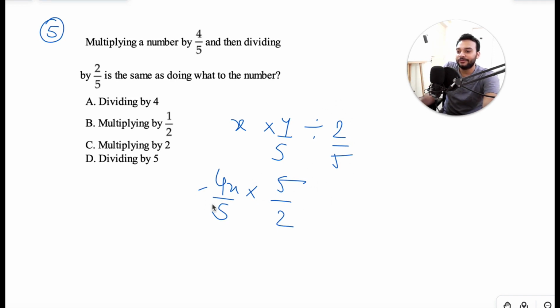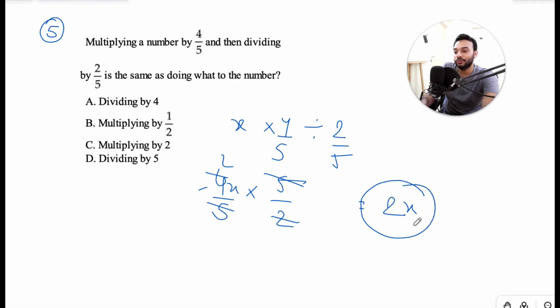Okay, so 5 and 5 cancel, this 2 and 2. This is a 2x. So basically multiplying the number by 2. Option C. This is the correct one. Okay, that's a simple fractions question. Okay, let's go ahead.